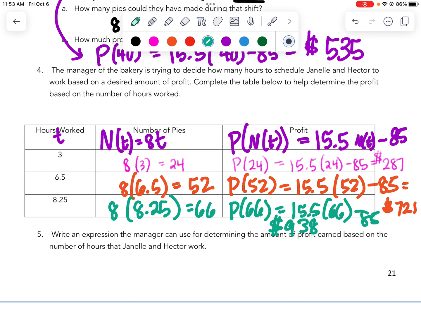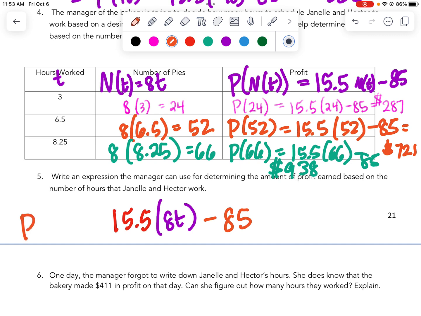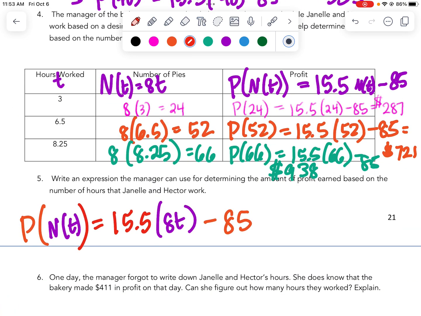It says, write an expression the manager can use for determining the amount of profit based on the number of hours that Janelle and Hector work. All right, so the profit would be 15.5 times the number of pies, and it was 8 pies per hour, minus 85. So basically, this is the profit if you know the number of pies made in n hours. All right, so this is called a composition of functions. When you plug one function, 8t, we use that answer to plug into the profit equation.